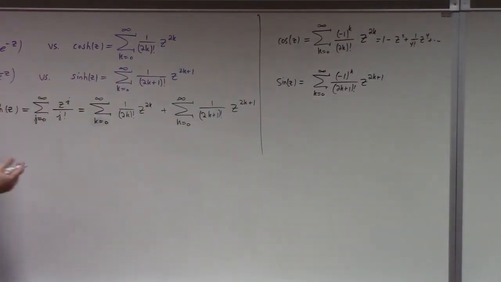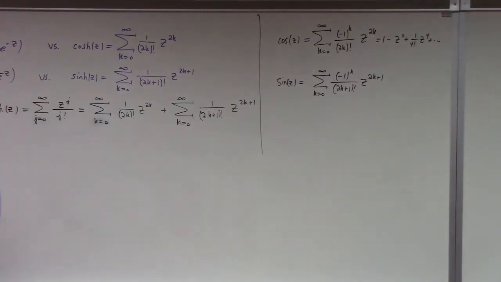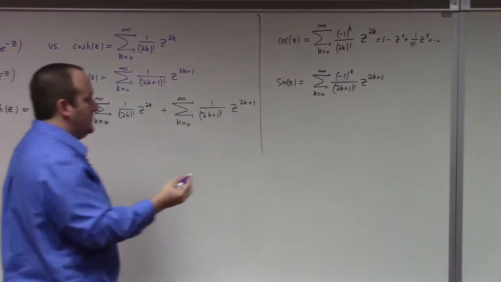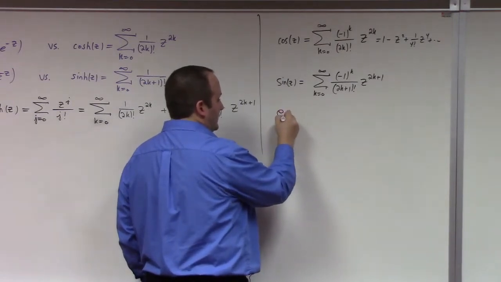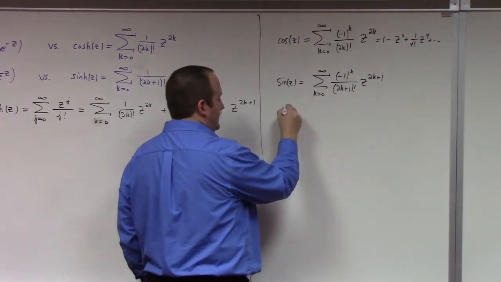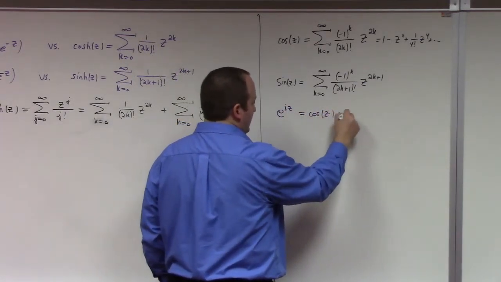Of course, you could see these popping out of the imaginary exponential extended to the complex domain, right? So if we take Euler's identity and extend it to the complex plane, e to the iz is cosine of z plus i sine z, right?